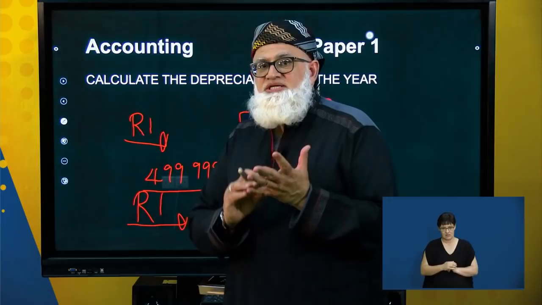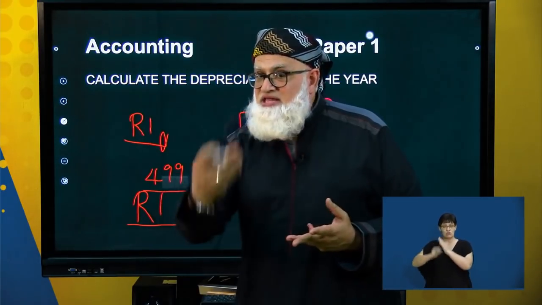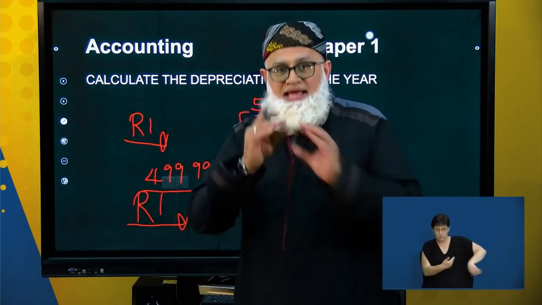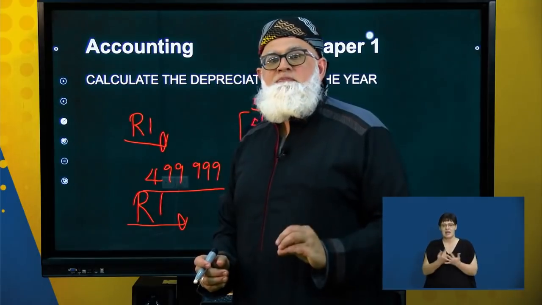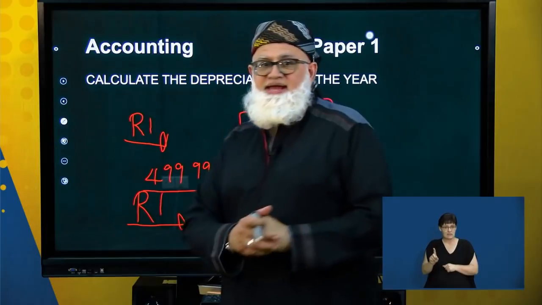What do you note from this year? The moment your accumulated depreciation becomes higher than your cost price, ignore that figure, discard it, and then work out the maximum depreciation that you can write off. In this case here, the 1 Rand.